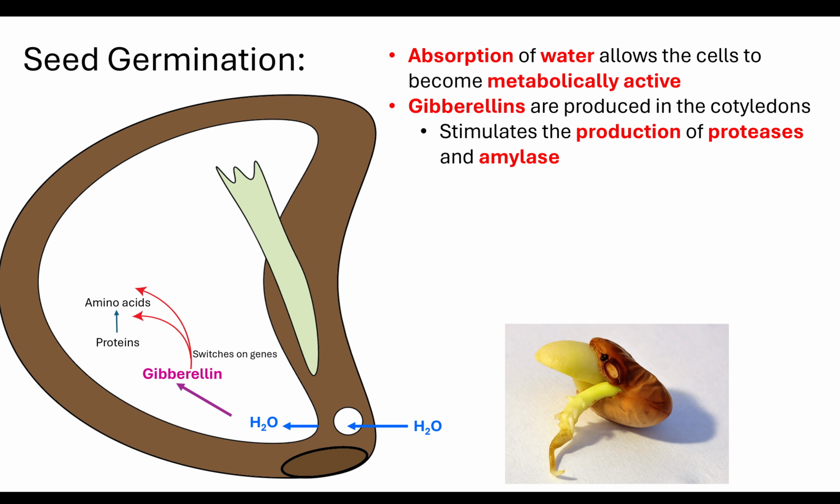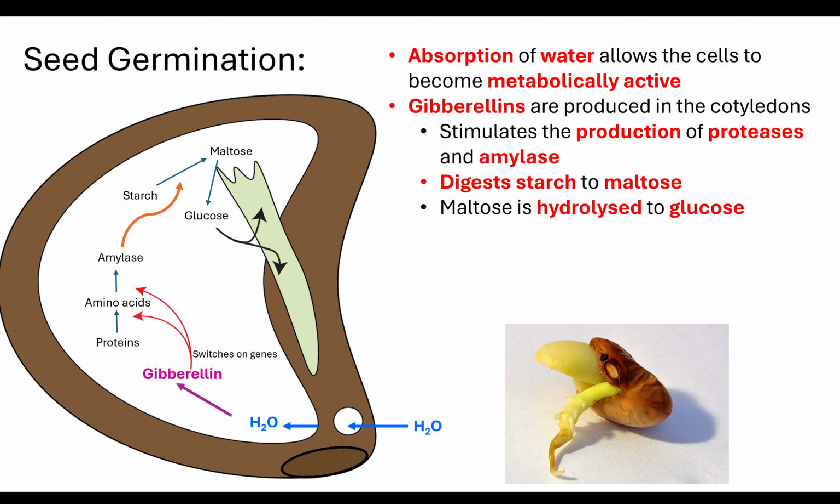Now that stimulating of the genes being switched on causes the production of proteases, an enzyme that's going to break down proteins into amino acids, and then those amino acids can then be used to produce amylase, another enzyme. Now, what do we know about amylase? Amylase is an enzyme that is needed to digest starch. So the amylase is necessary to hydrolyze down the polysaccharide, the starch.